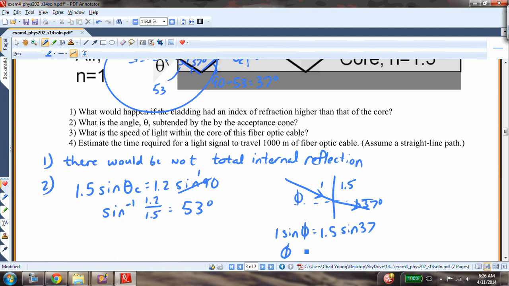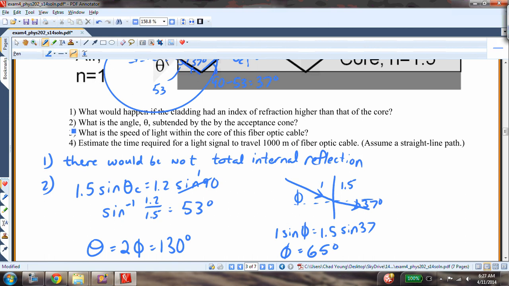I get 65 degrees. All right, that means that the acceptance cone for the angle theta is going to be twice phi. That's 130 degrees. So that angle theta will equal 130 degrees.